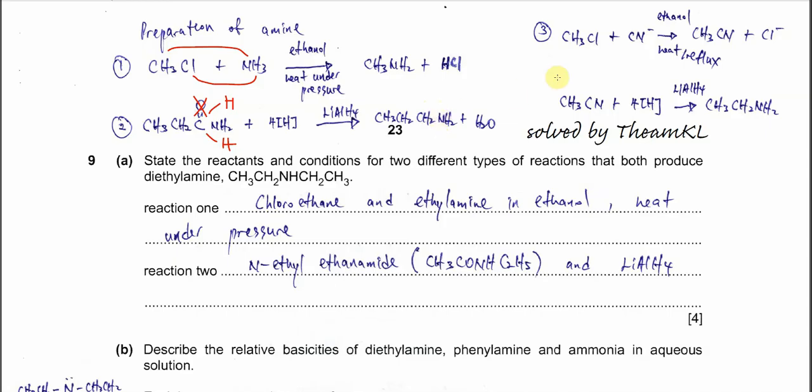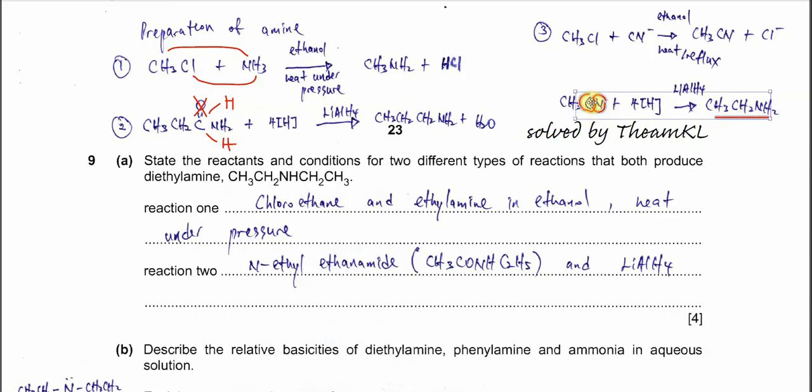Another method involves nitrile. We use the halogenoalkane reacts with cyanide in ethanol, heat under reflux, and it will form the nitrile. Once it's formed nitrile, we need to reduce it. So this carbon will get two hydrogens, this nitrogen will get two hydrogens, then it will form amine.